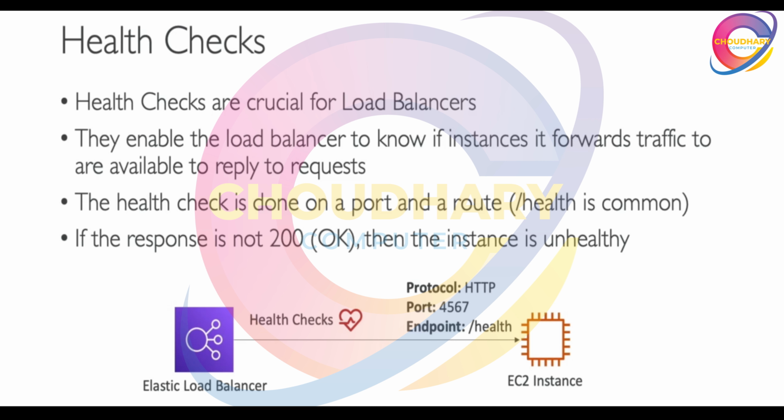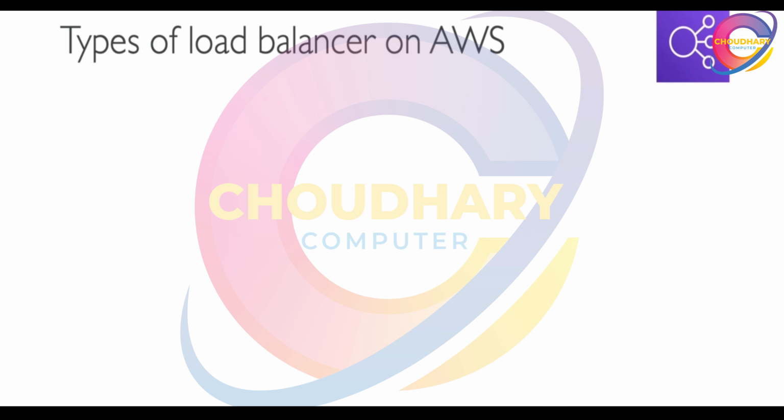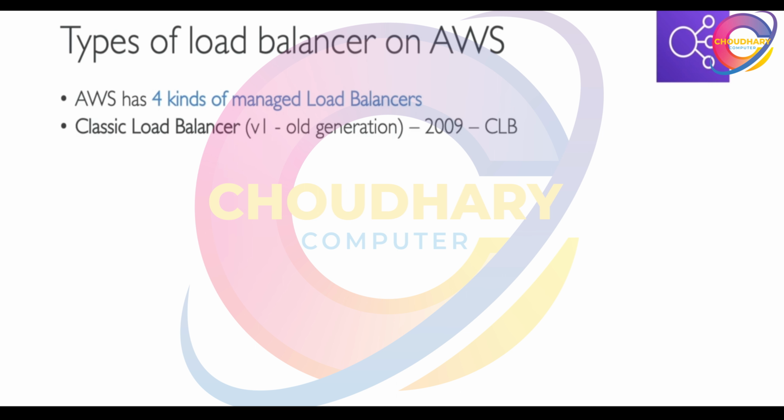Okay, so now you have 4 kinds of managed load balancers on AWS. You have the classic load balancer, which is called older generation or V1, from 2009, and it's called CLB. It's compatible with HTTP, HTTPS, TCP, SSL, or secure TCP. And overall, AWS does not want you to use that load balancer anymore, so it's going to be shown as deprecated within the console, but still available to use.